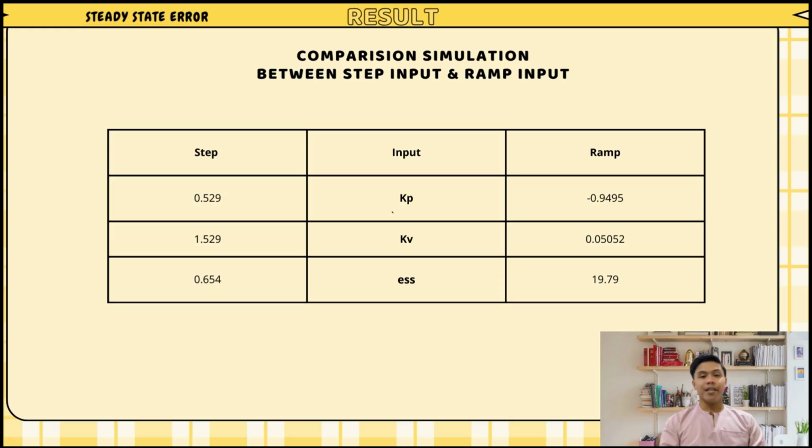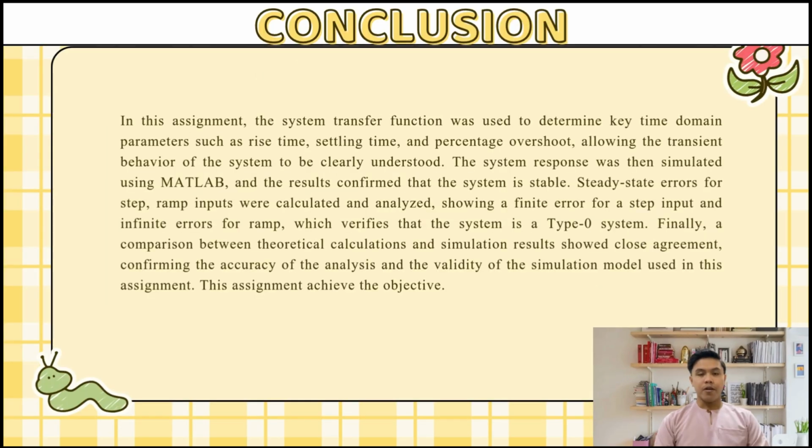In conclusion, this assignment analyzed the system using the transfer function to understand its time domain behavior. The MATLAB simulation showed that the system is stable. The steady-state error result showed a finite error for step input and infinite error for ramp input, confirming that the system is a type 0 system. The theoretical and simulation results match closely, proving that the analysis was accurate. Therefore, this assignment achieved its objective.